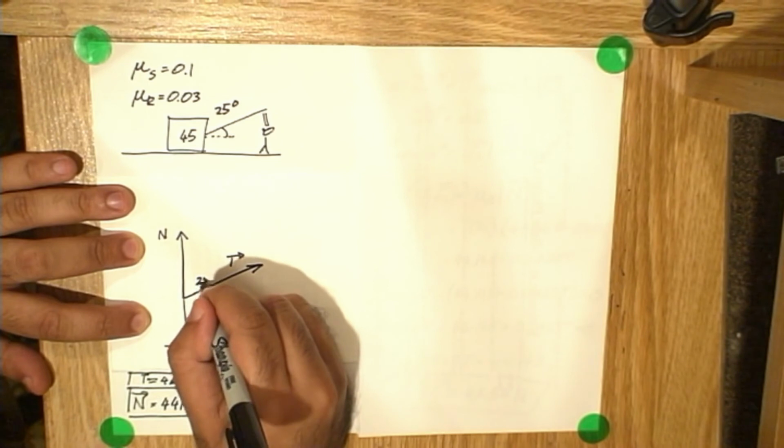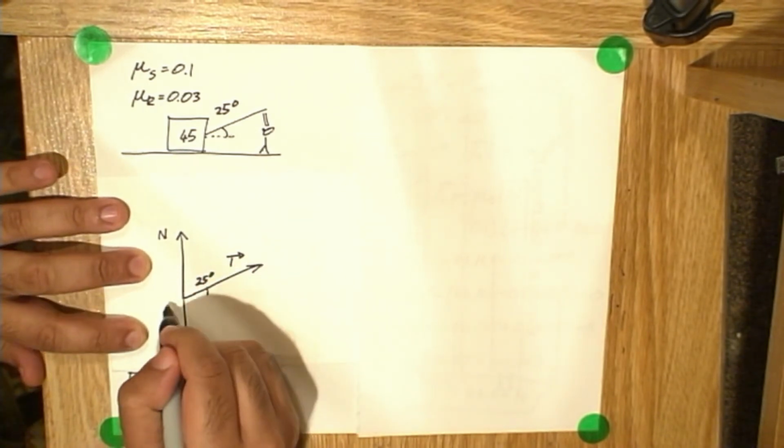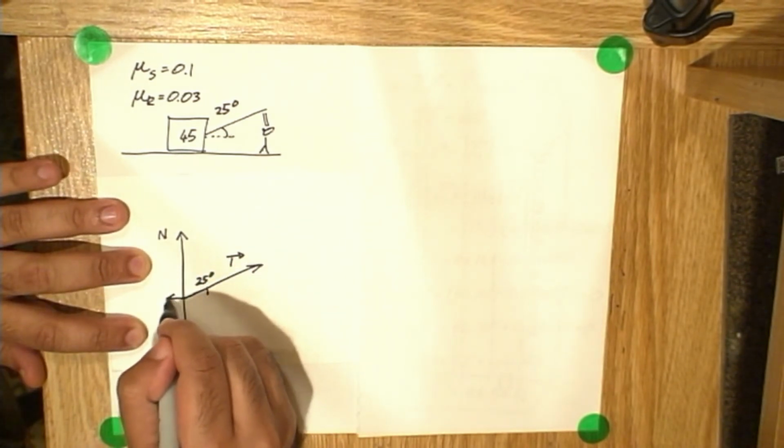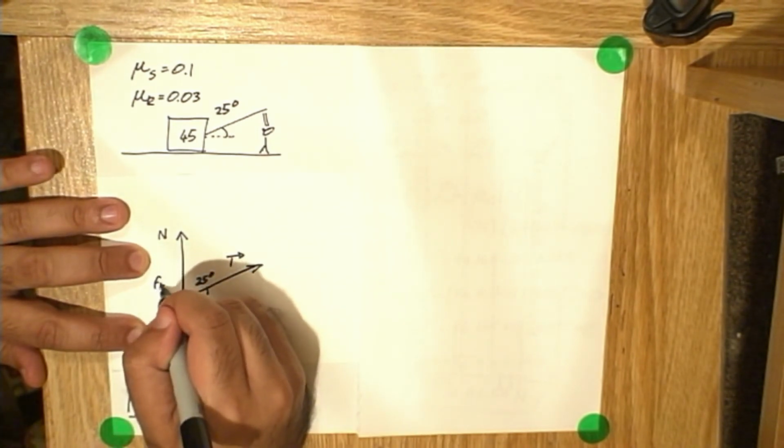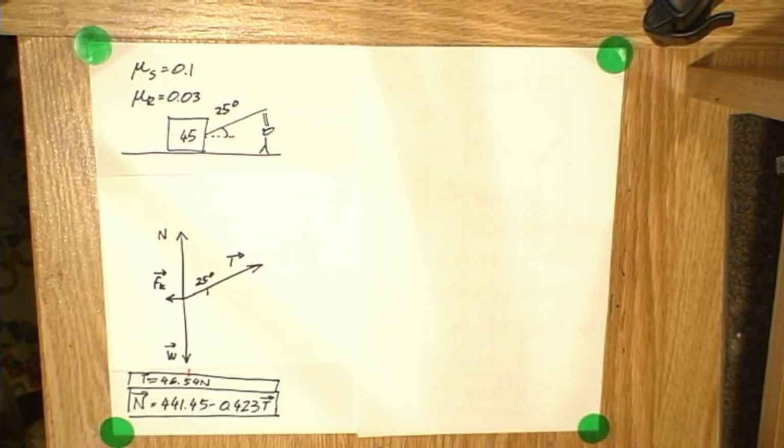It's still oriented at this 25 degrees, but the friction force is now going to be much smaller. Why? Because now we're in the realm of the smaller kinetic friction. Once something has started moving, it's easier to keep it moving than it is to start it moving.